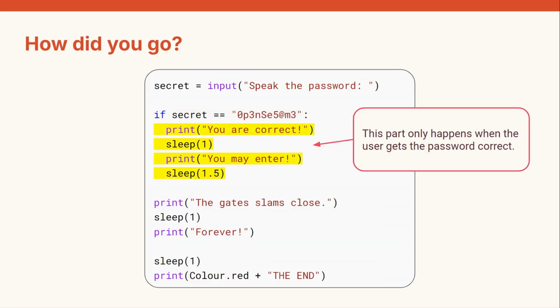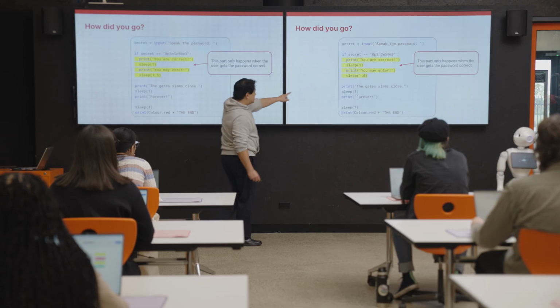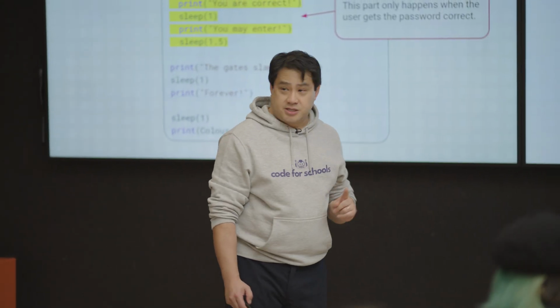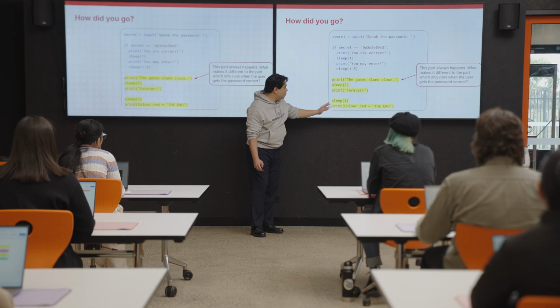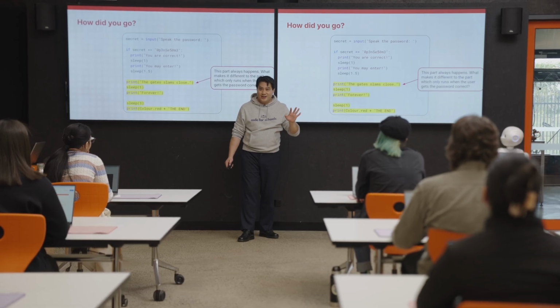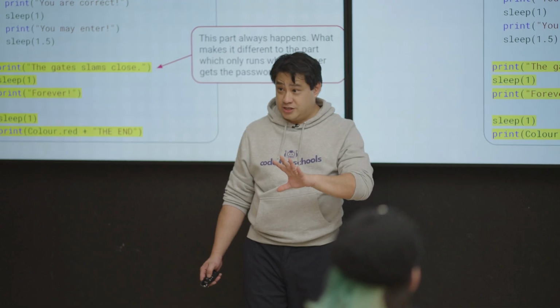You might notice that those lines of code underneath the if statement that are slightly pushed in, can you see how they're slightly pushed in a little bit? That part only happens if the user gets the password correct. This part down here, what did you notice about that part down there? Did it only work when it was correct? No, it worked when it was correct and when it was incorrect, all right?